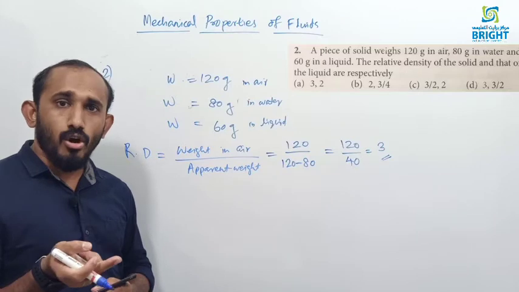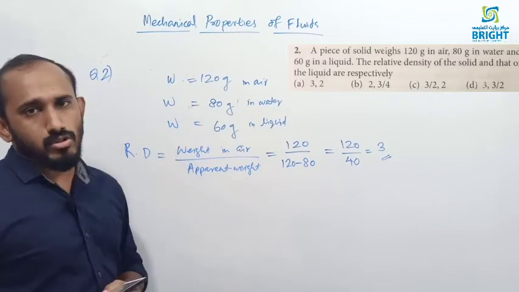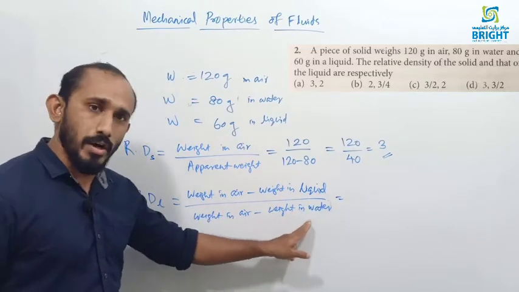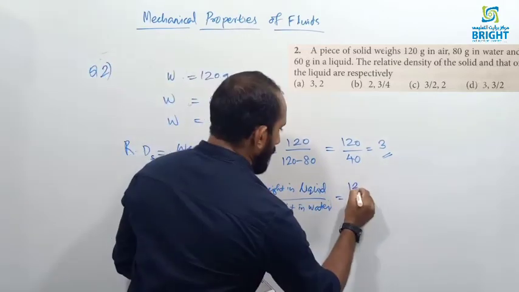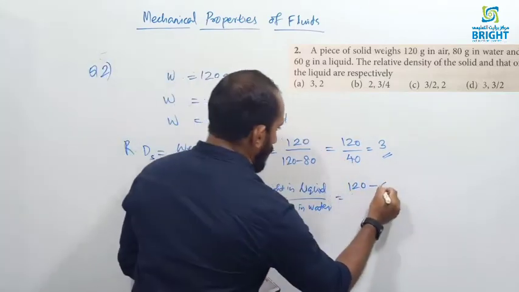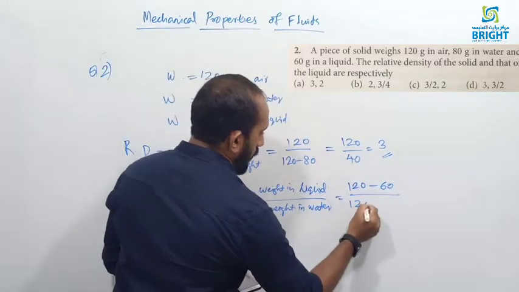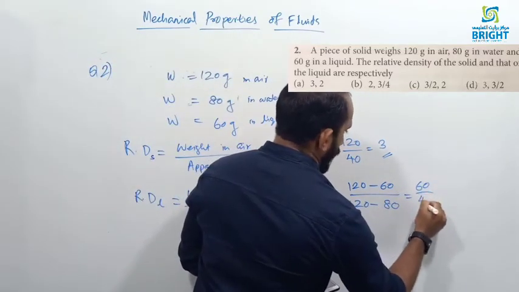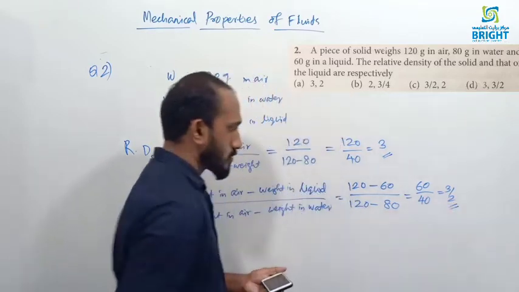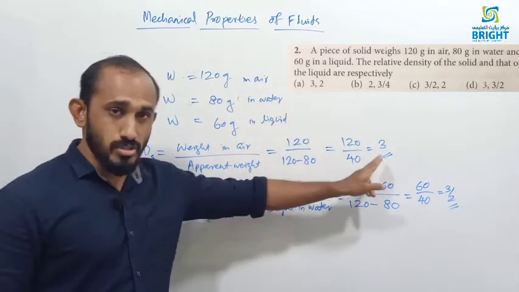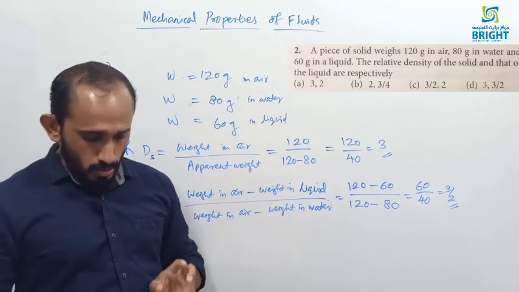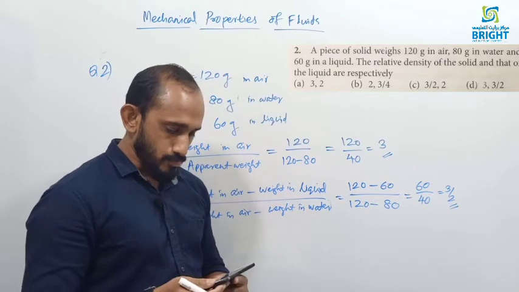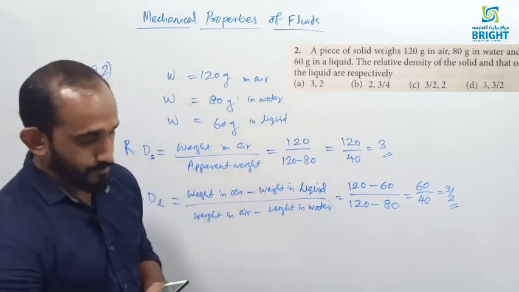Now relative density of the liquid is also asked. So that is weight in air minus weight in liquid divided by weight in air minus weight in water. That is 120 minus 60 divided by 120 minus 80. That is equal to 60 by 40, that is 3 by 2. So we got the relative density of the substance as 3 and of the liquid as 3 by 2. So option D is correct: the relative densities of the solid and that of the liquid are respectively 3, 3 by 2.